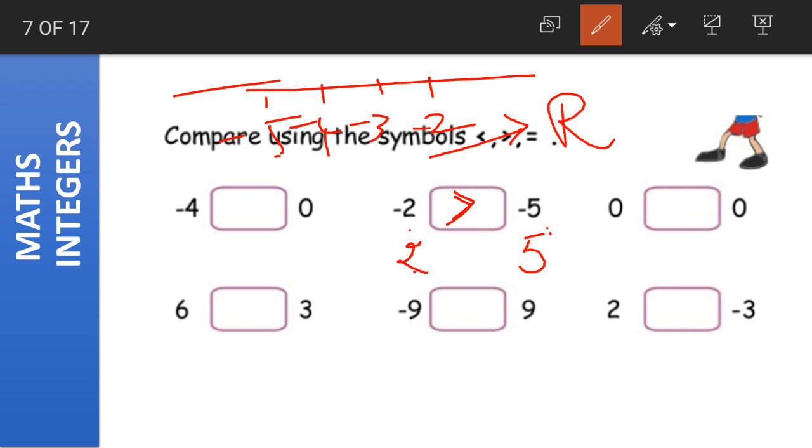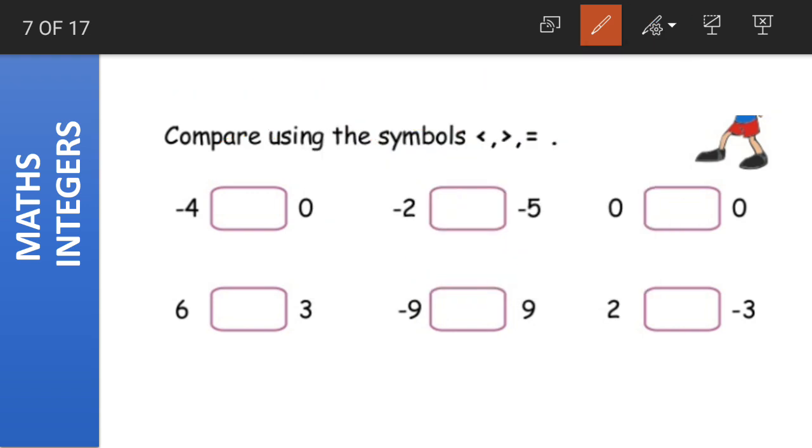0 and 0. Now we know both the numbers are the same, so 0 is equal to 0. Next, 6 and 3. 6 and 3 are normal positive integers. We know that the number 6 is greater than 3. So, open your mouth towards this side, towards 6. 6 is greater than 3.